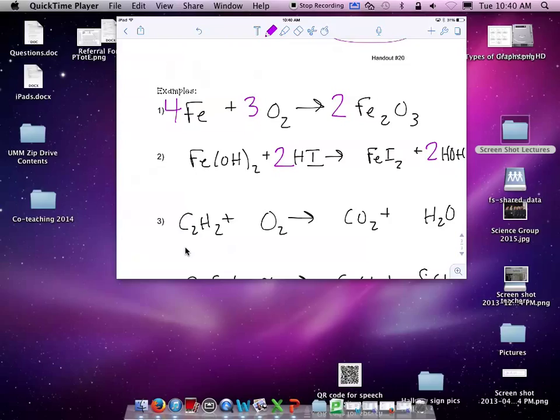All right, let's try the next one. This next one, we're going to just do that like always. Start from left to right. I've got 2 C's here and only 1 here. So I need more on this side, so I put a 2 here. That multiplies there, so now I've got 2 C's on both sides.